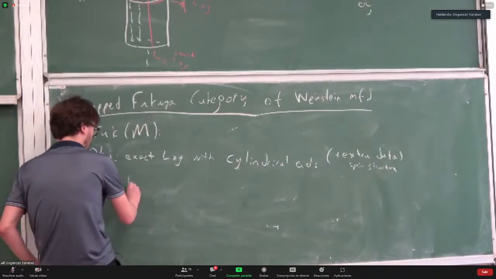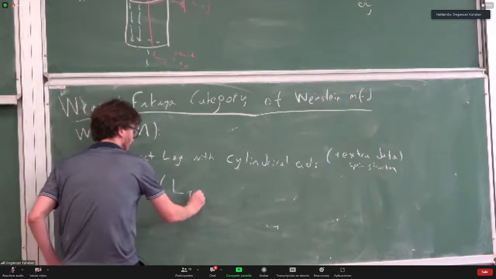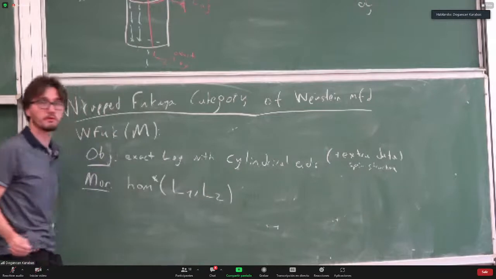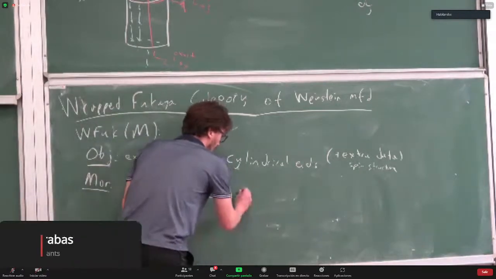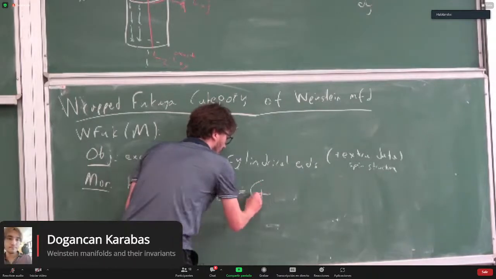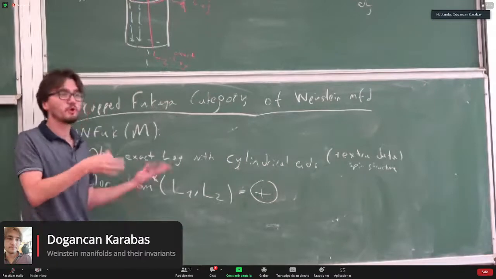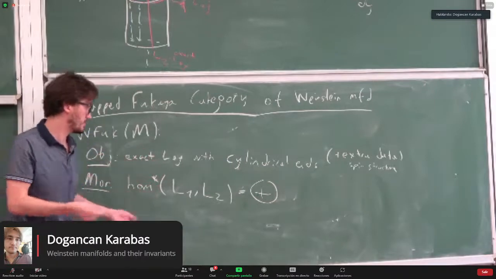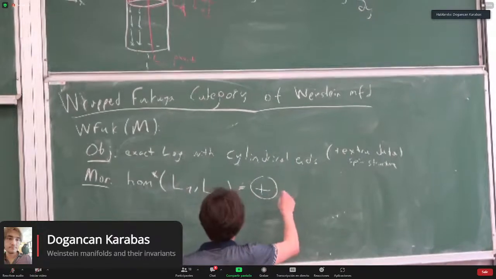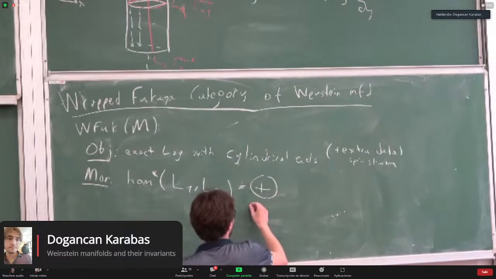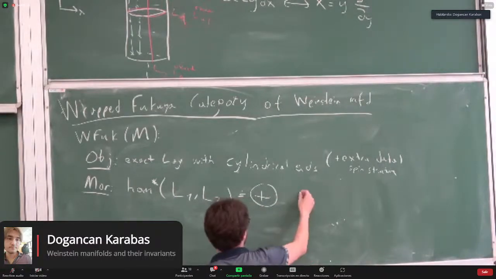Morphisms, so I will denote by hom. So two Lagrangians, you give me two Lagrangians, L1 and L2. Morphisms are given by intersections of L1 and L2. So there are so many questions here, of course. There should be finitely many intersections, etc. So I will skip those discussions. But I will say something.